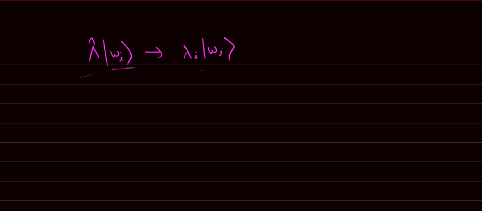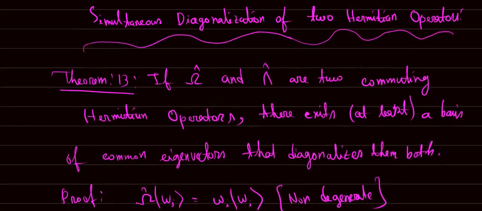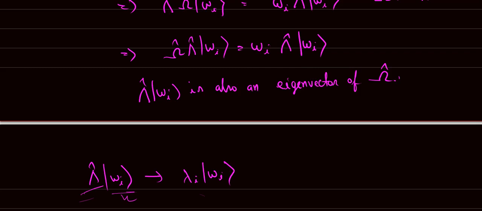Since every eigenvector of omega is an eigenvector of lambda, it is evident that this omega basis will diagonalize both lambda and omega. Since omega is non-degenerate, there is only one basis with this property. So this is the proof for the case when omega is non-degenerate.